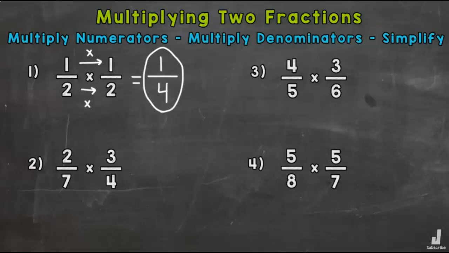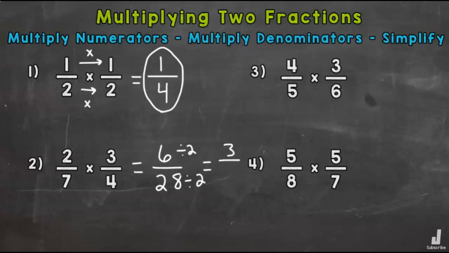On to number 2, we have 2/7 times 3/4. So multiply our numerators. 2 times 3 is 6. 7 times 4 is 28. A common factor between 6 and 28 is 2, so we can divide both of these by 2 in order to get simplest form here. 6 divided by 2 is 3, and 28 divided by 2 is 14. So 3/14 is our final answer.